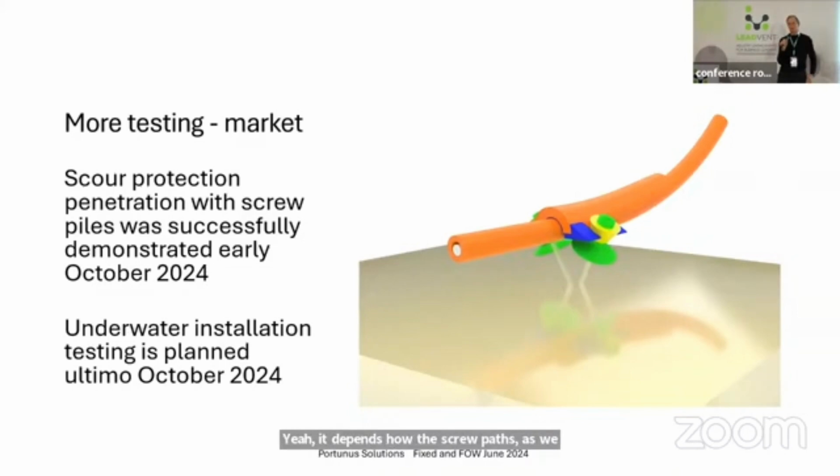Do you want to know how we screw them into the scour protection or into native soils? Whatever. So the screw pile is screwed in with an ROV. Is that what you want to know, or do you want to know more specifically how the screw pile works? I just want to know how much time it will take because time is cost.